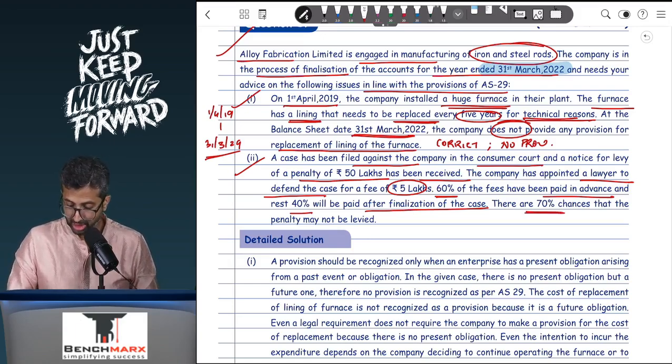There's a 70% chance that the penalty may not be levied, in which case for the penalty, 70% chance it will not be levied.